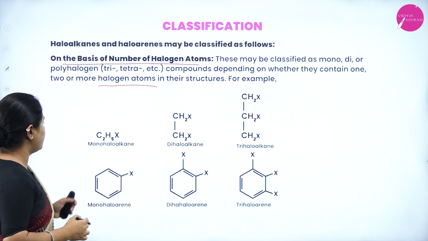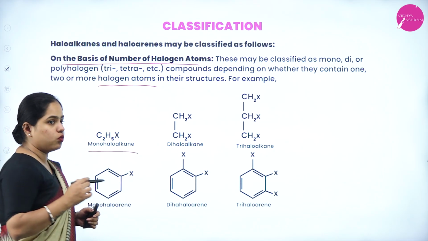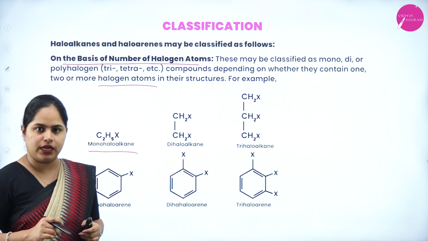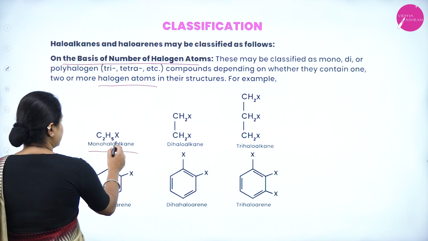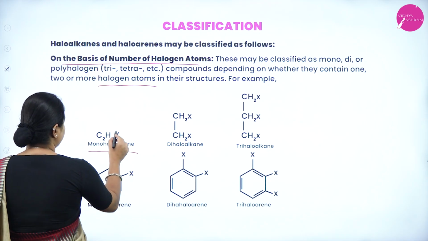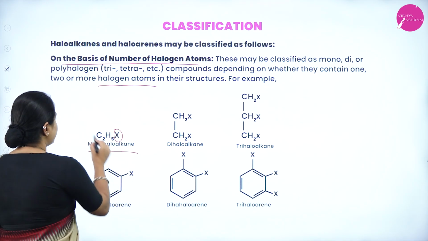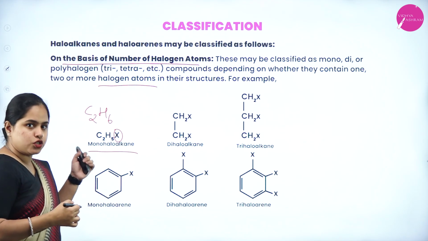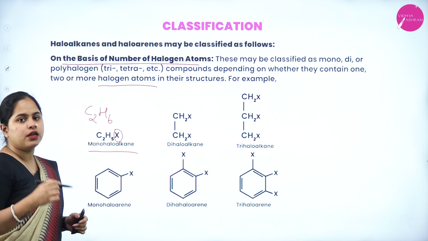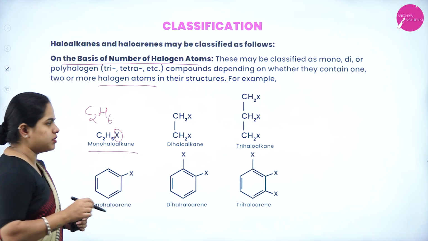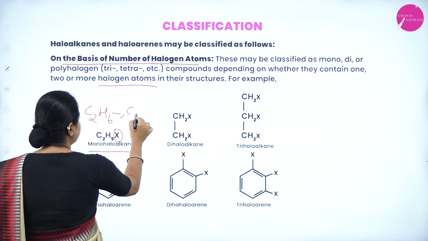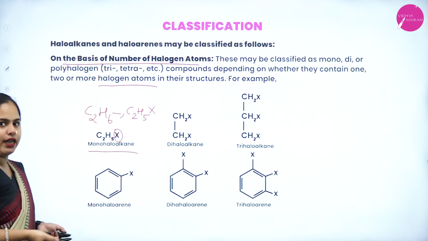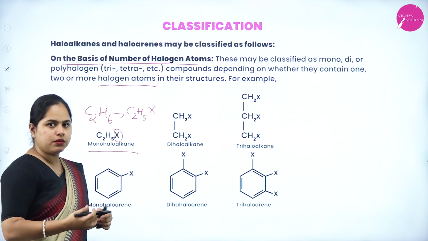For example, the first one is monohaloalkane. What is a monohaloalkane? In that haloalkane, only one halogen atom will be there. As you can see here, C2H5X is given. This X stands for halogen. It has been derived from C2H6, which is ethane. So instead of one hydrogen atom, one halogen atom is replaced and you get C2H5X. This is ethyl halide, whichever halogen atom comes there.